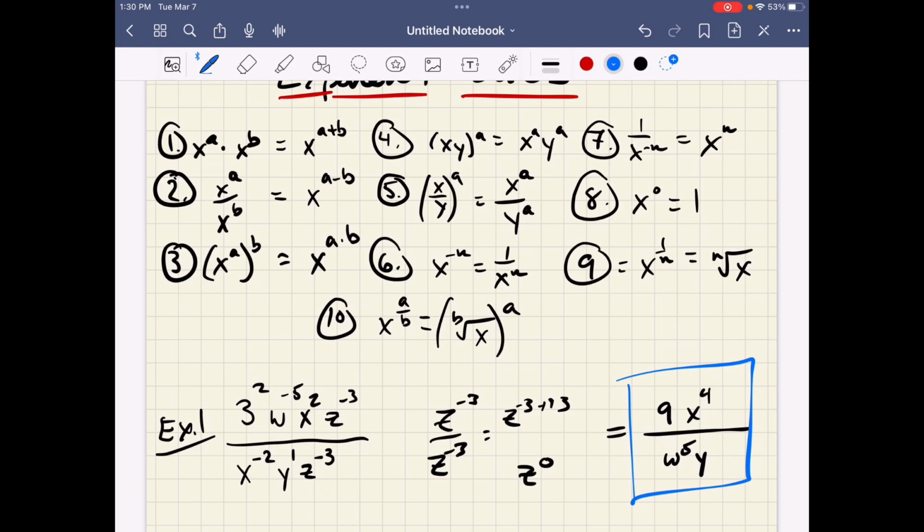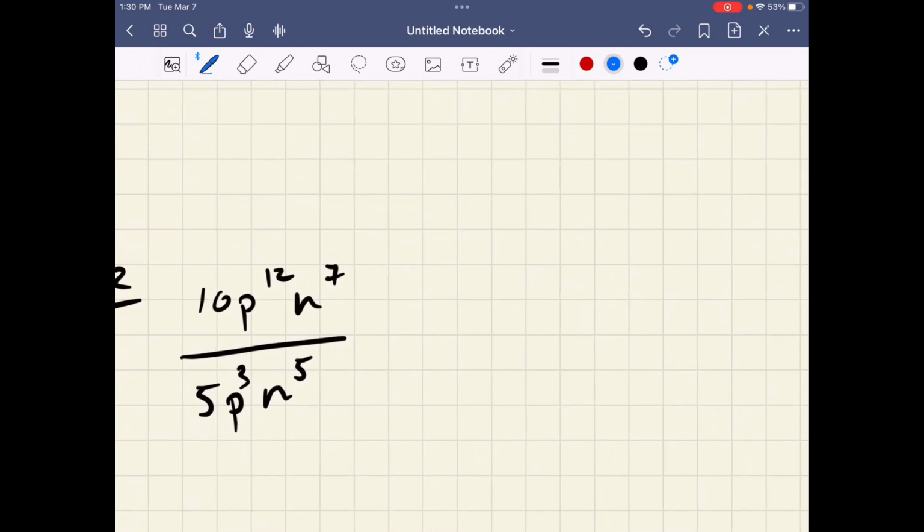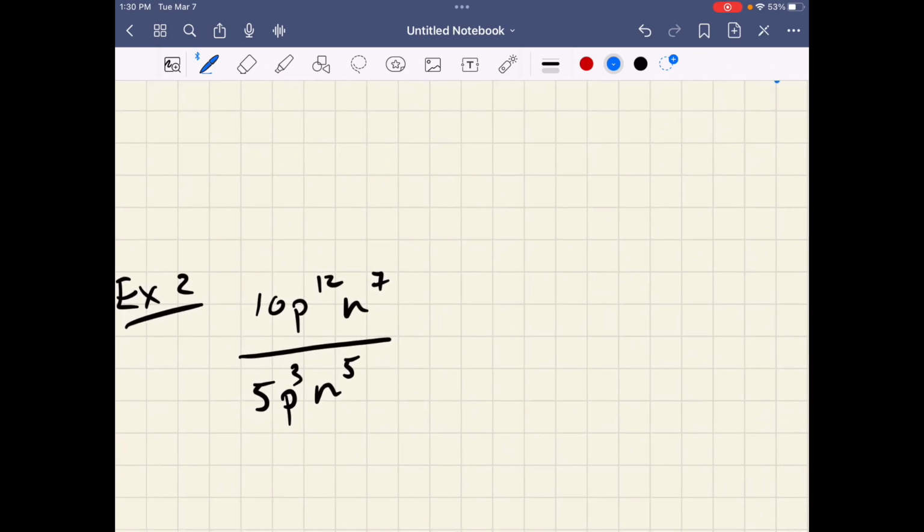All right, now I want you to pause it and try this one out on your own. Again, utilize those rules up top and see how far you can get.